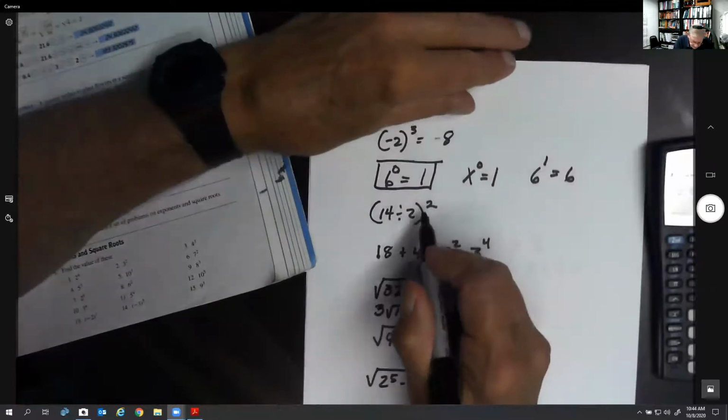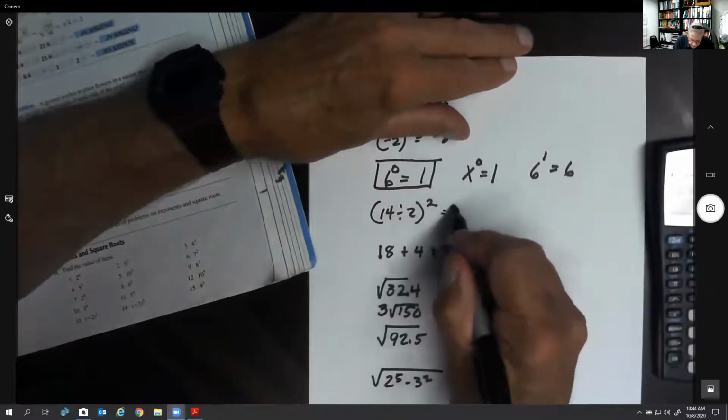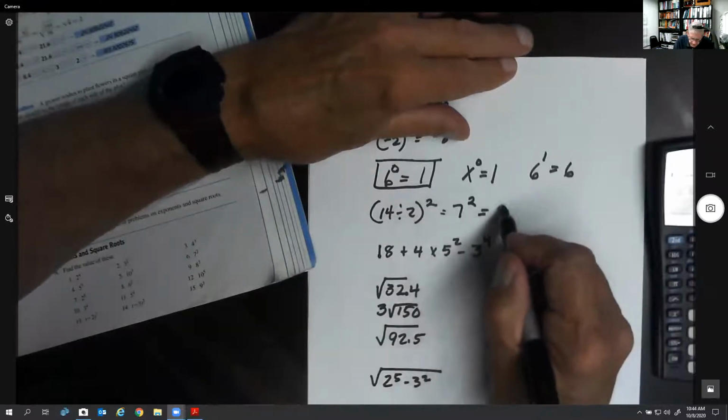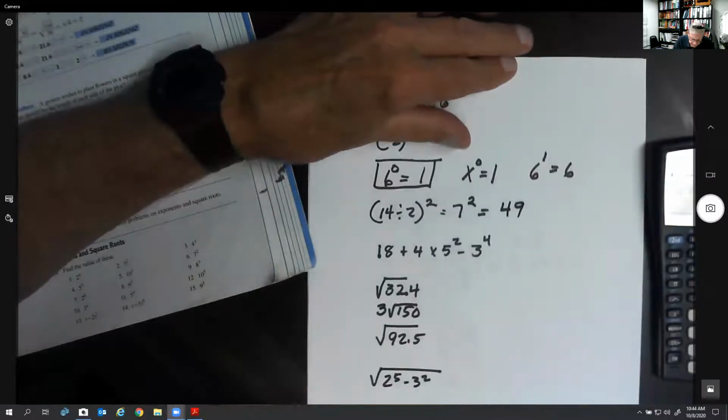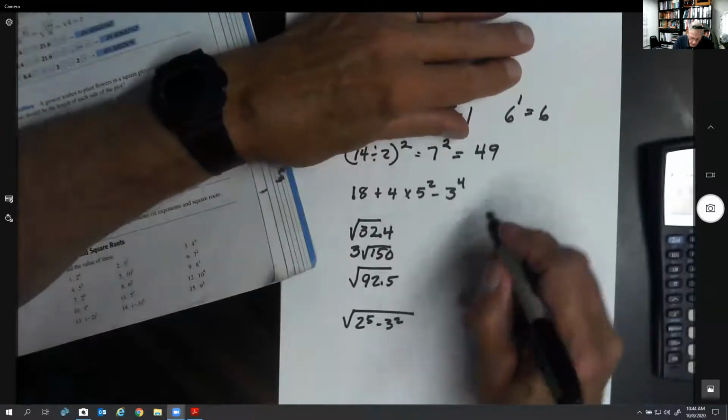What about this one? Power first or division? We have to do the division, then we have to square it. 7 times 7, 49. Okay, how about this one? I've got to do it off to the side here.